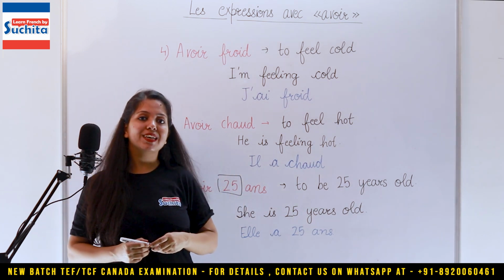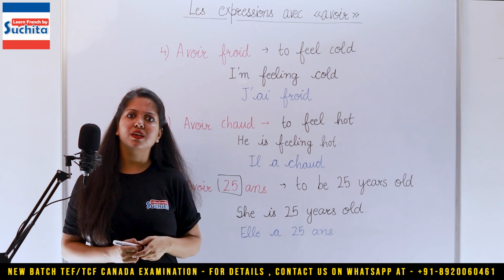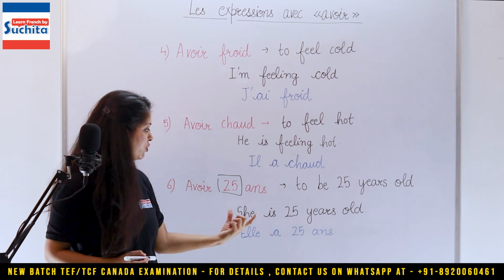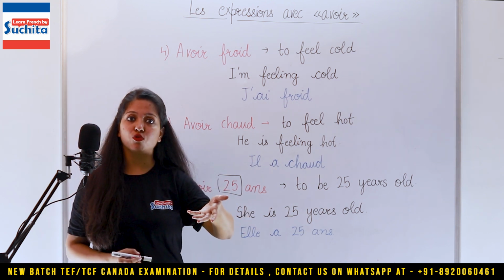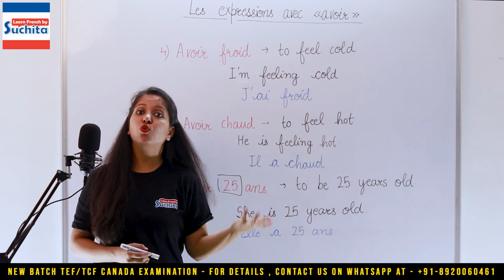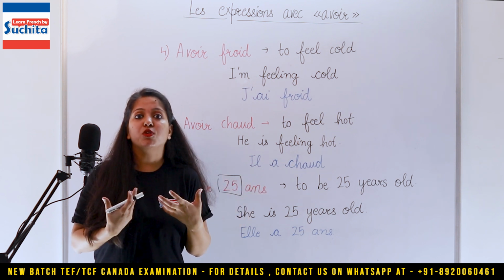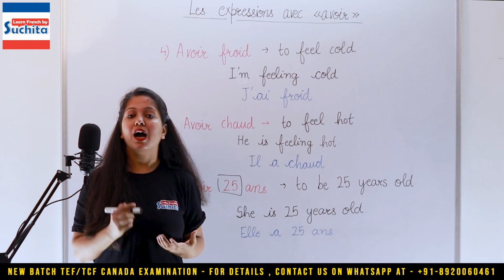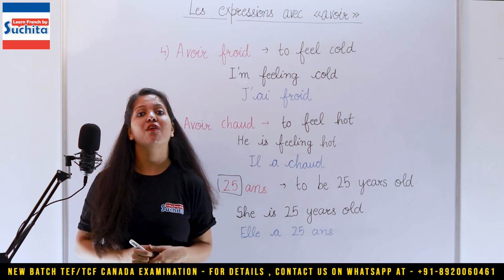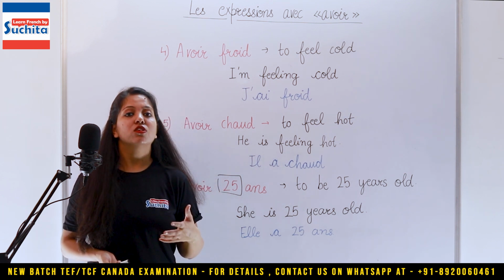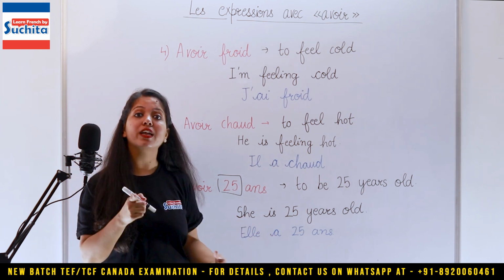So whenever you tell the age, in English how do you tell the age? You say I am 25 years old, or she is 25 years old, or you are 25 years old. So I am, you are, it's the verb to be. However, in French you use the verb avoir, irrespective of the meaning again.